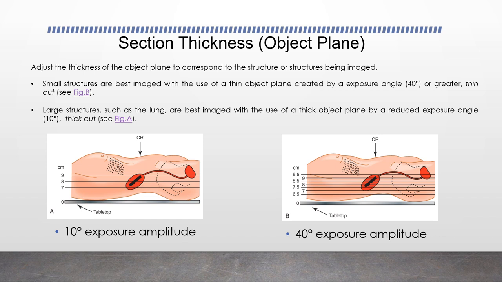Section thickness, object plane. Adjust the thickness of the object plane to correspond to the structure or thickness being imaged. Small structures are best imaged using a thin object plane created by an exposure angle of 40 or greater, a thin cut, as seen in the picture on the right. Large structures, such as the lung, are best imaged using a thick object plane by a reduced exposure angle of 10 degrees. This is a thick cut, as an example on the left.